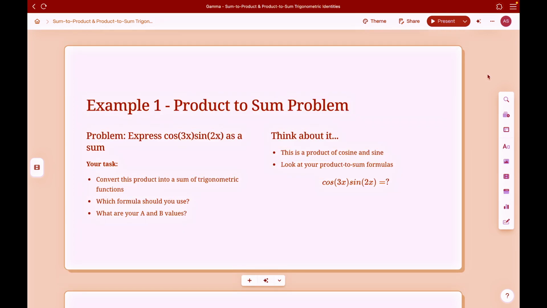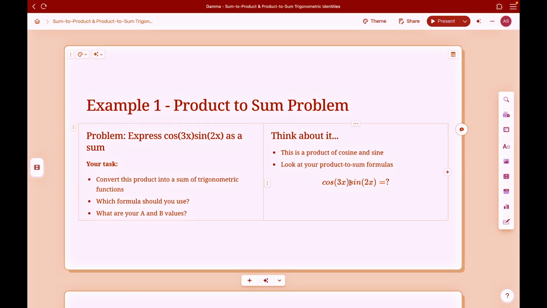The problem is to express cosine 3x sine 2x as a sum, and our task is to convert this product into a sum of trigonometric functions. Now, which formula should you use, and what are your a and b values? So let's think about it. This is a product of cosine and sine, and let's look at our product to sum formulas.